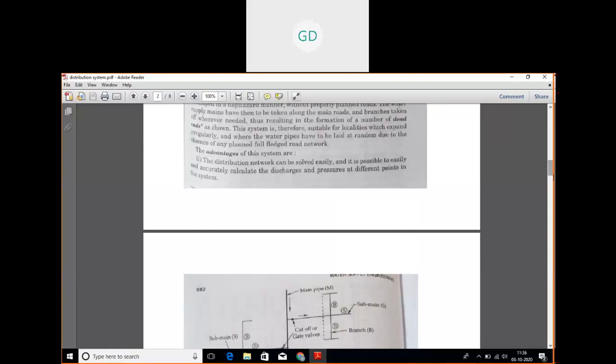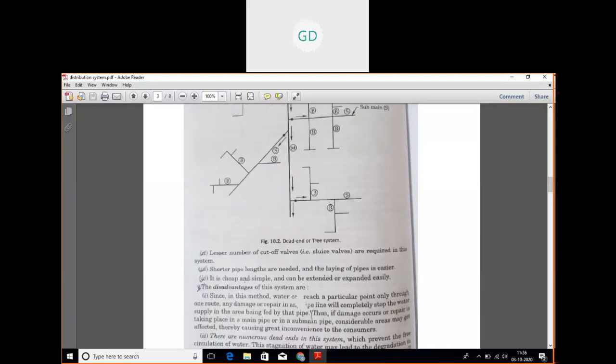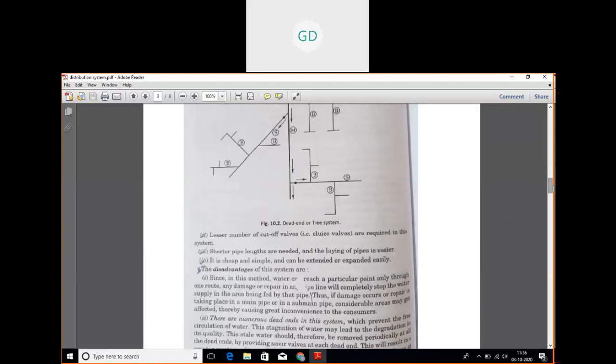Number two for advantages: a lesser number of cutoff valves. Sluice valves are used to regulate the flow, so in the dead end system, a lesser number of sluice valves are required. Shorter pipe lengths are needed and the laying of pipe is easier. That means not much length of pipe is used. Only the main supply pipe is big, the others are very short. It is also cheap and simple and can be extended or expanded easily. So these four are your advantages.